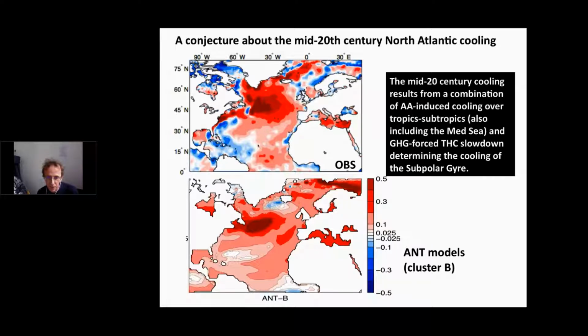Remembering that the pattern you are looking at here is the difference between the warm phase and the cold phase, it means that the subpolar basin was much warmer during, let's say, the 30s to 50s period with respect to the 60s to 80s period. So the subpolar gyre underwent a major cooling, at a larger rate with respect to the other areas. But as you will see, the anthropogenic forcings appear to be quite able to explain the cooling that we see in the Alps.